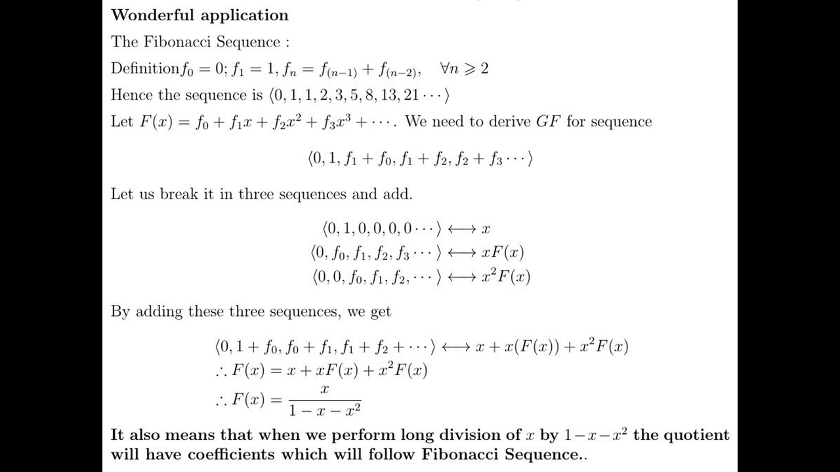Now if we add all these three sequences, the corresponding elements of the sequences will get added, which means 0 plus 0 plus 0 is the first element, 1 plus f0 is the second element, f0 plus f1 is third, f1 plus f2 is fourth and so on. So that is precisely the sequence we wish to achieve. So correspondingly the generating functions will get added. So the overall generating function will be x plus x times F of x plus x square times F of x.